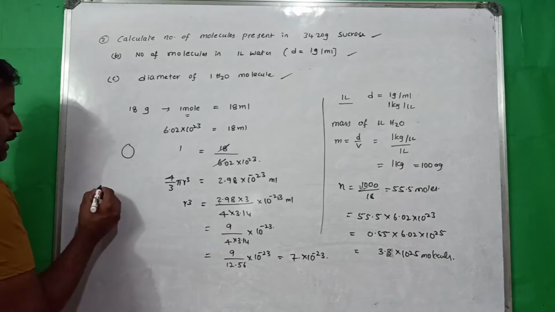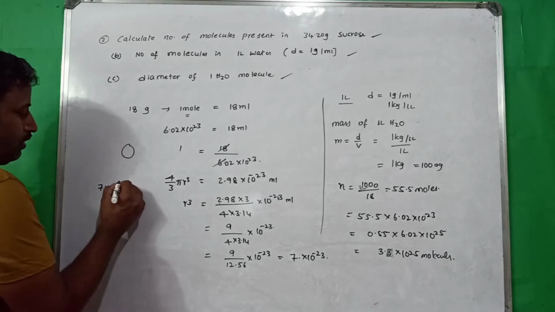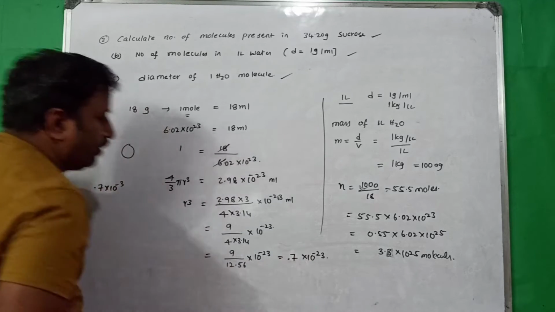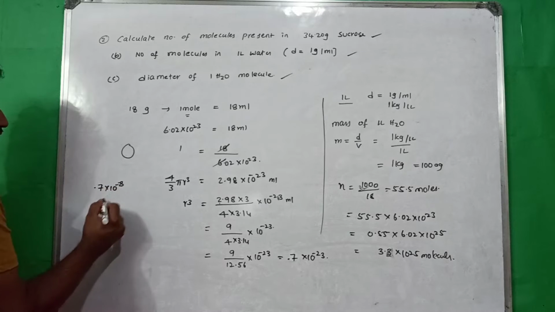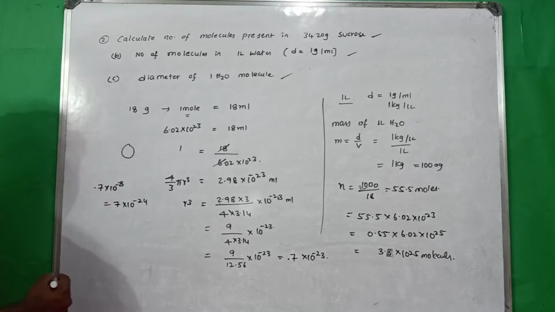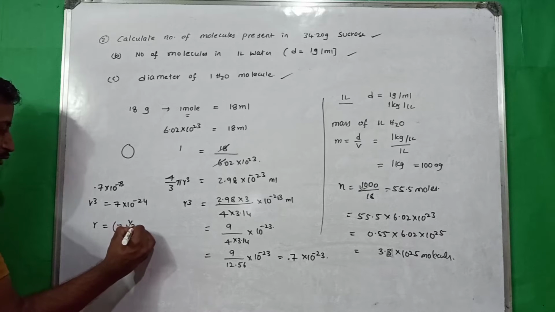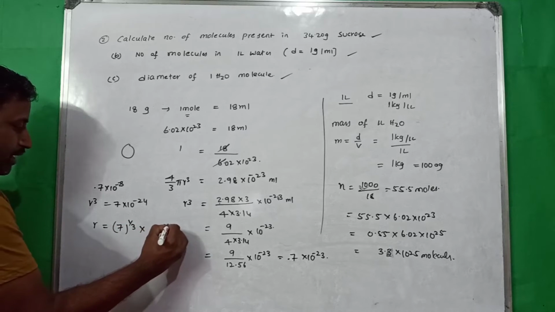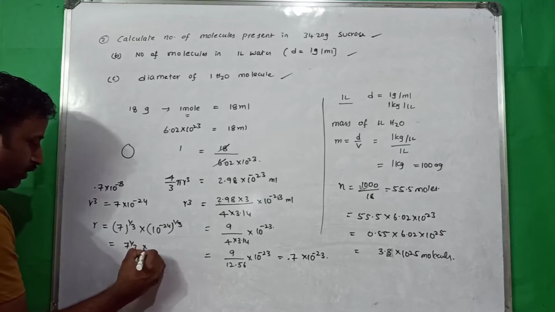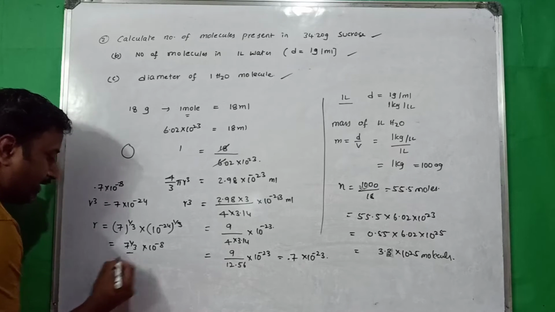Now 7 into 10 power minus 23, sorry, it is 0.7 into 10 power minus 23. 0.7 into 10 power minus 23 can be written as 7 into 10 power minus 24. This is r cube. Then r is equal to 7 into 10 power minus 24 whole power 1 by 3. Then it is 7 power 1 by 3 into 10 power minus 8. Then 7 power 1 by 3.